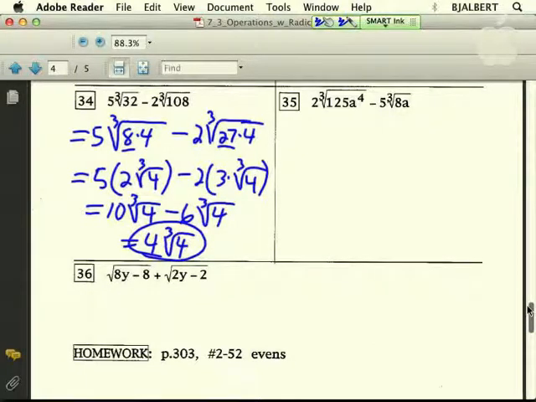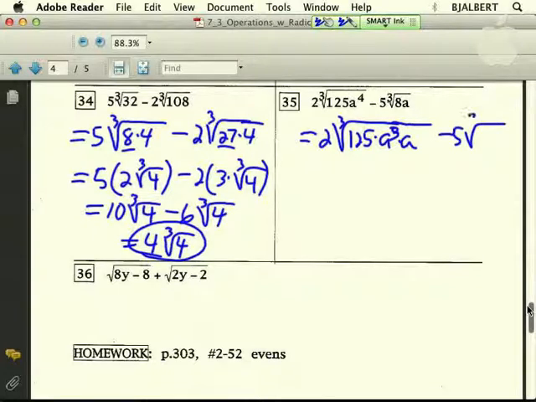Number 35 would be 2 times the cube root of, let's see, well, 125 is a nice cube. We've got to break up a to the 4th into a cubed times a. And then we'd have, okay, this is ready to go. All right.